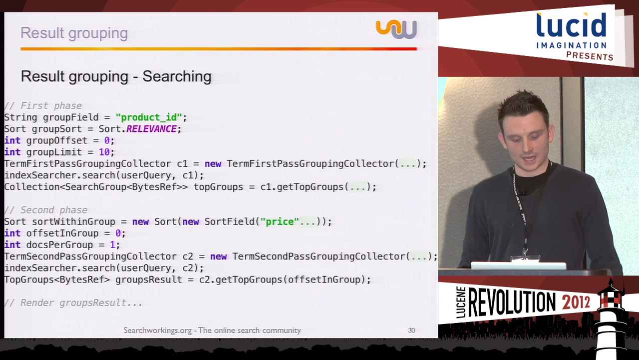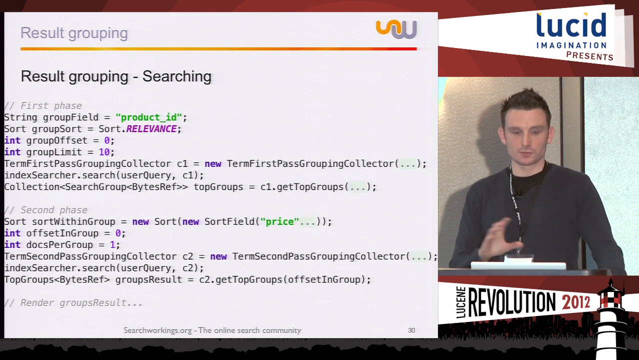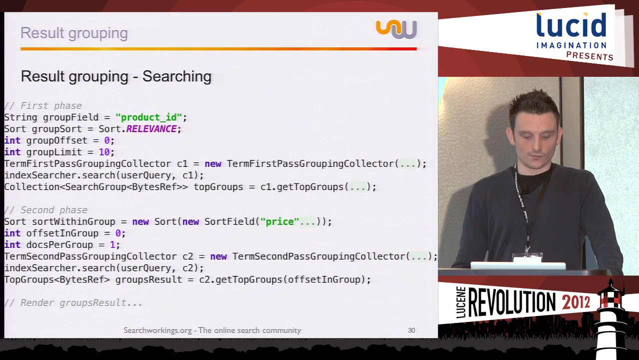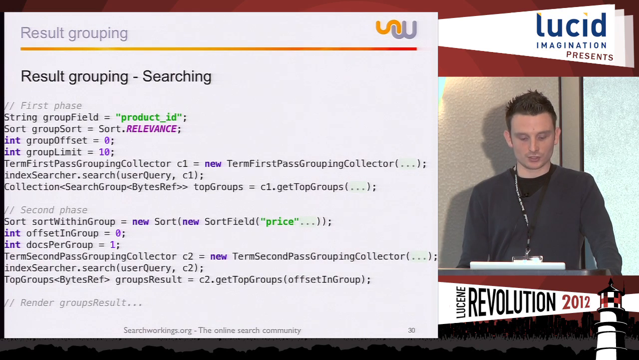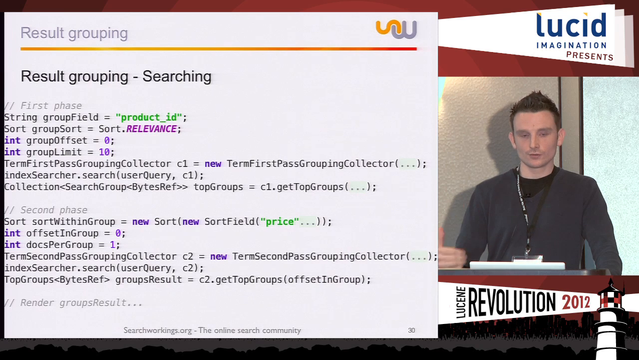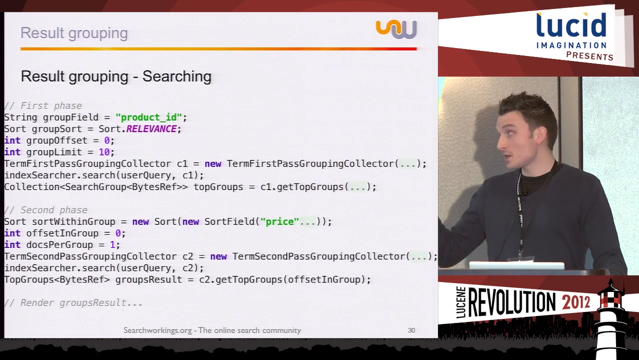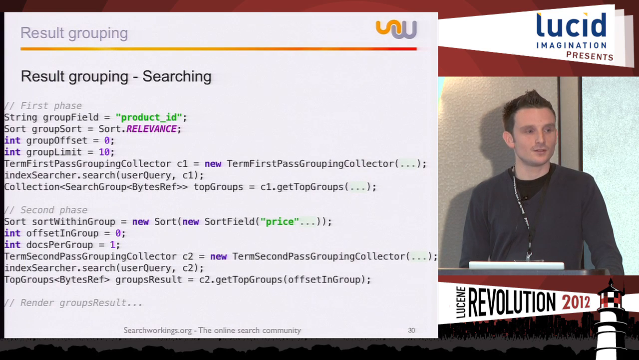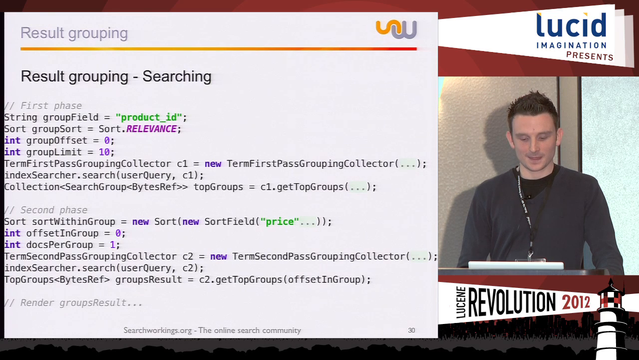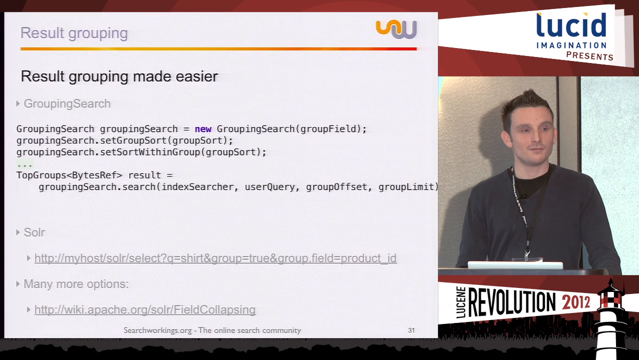Basically, we execute the search and we get top groups back as a result. Top groups is the end result of result grouping, and then the result can be rendered. Solr uses this as well to render the result to the client. So this is actually quite some code. It most likely could be made easier, I guess. So it can be done easier.